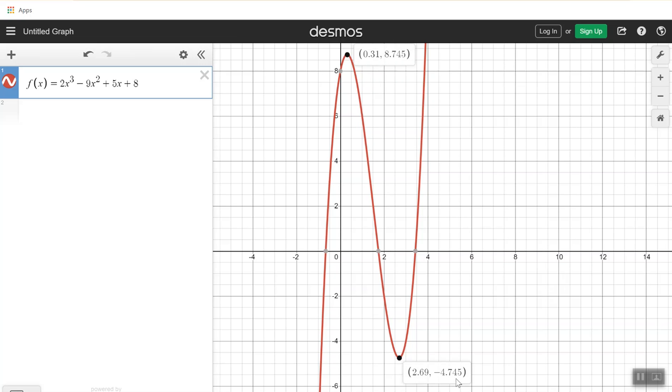Now, Desmos is a good program to use. I encourage you to do it. It'll automatically mark important features of your graph like these. Do note that it rounds these values to 3 decimals, so these are rounded values. They're not exact. And also with this function, since it continues to go up and it continues to go down, we're not going to have any global maximums or minimums in this problem.